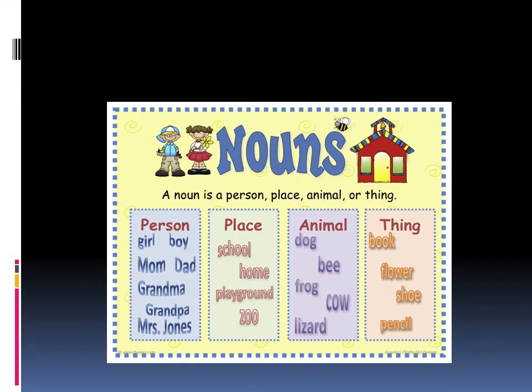Nouns. A noun is a person, place, animal, or thing. These are words that state the different types of person, place, animal, or thing.